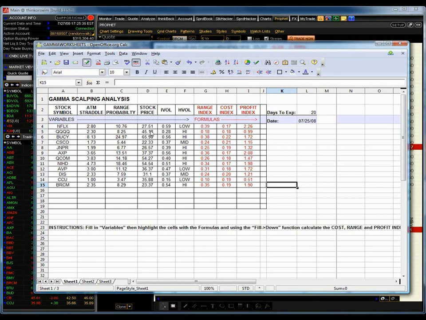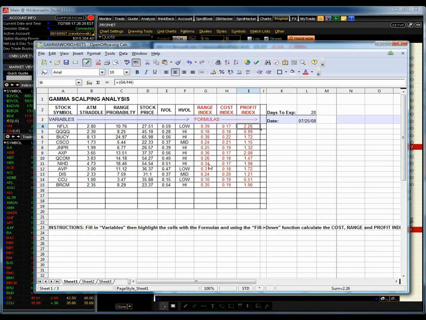The cost index, basically what we want to do is measure the cost of the at-the-money straddle to the price of the stock divided by its implied volatility. If that volatility is high and we've got a relatively low stock price and a low at-the-money straddle, because the at-the-money straddle is relatively cheap compared to the stock price, then the cost is relatively low. That's how we determine which of these issues we're going to be using for gamma trading. The profit index itself is simply a measurement of the ratio between the range and the cost.